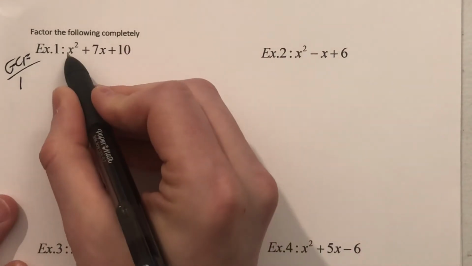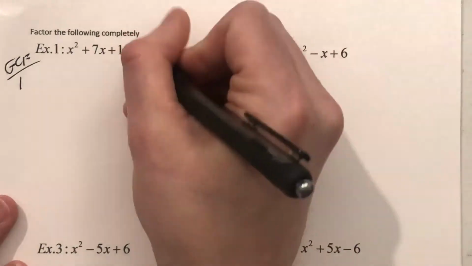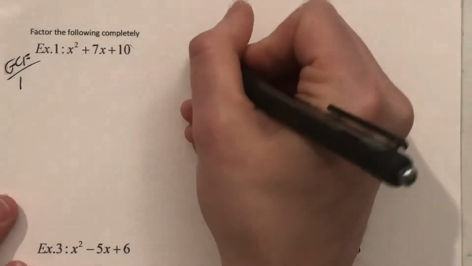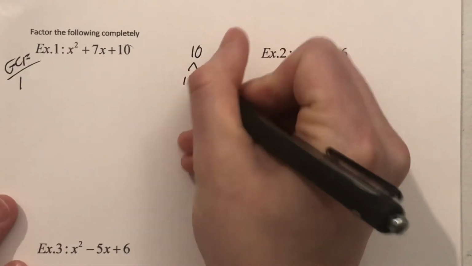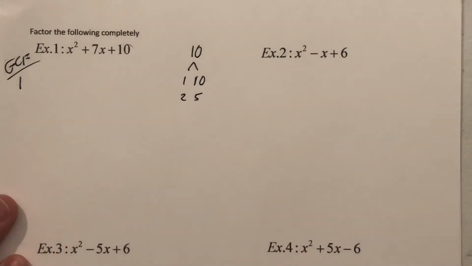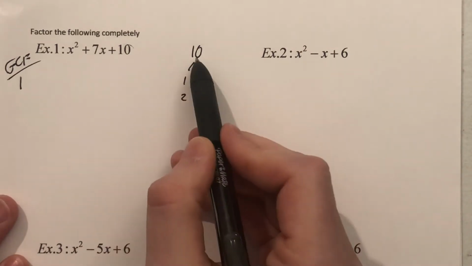Now, at this point, when you recognize this is an x squared, x, no x easy case, here's what we do. We start with this number over here, the 10. I need numbers that multiply to 10. Well, there's not too many. 1 and 10, and 2 and 5. That's it. Now, specifically, they got to multiply to a positive 10.